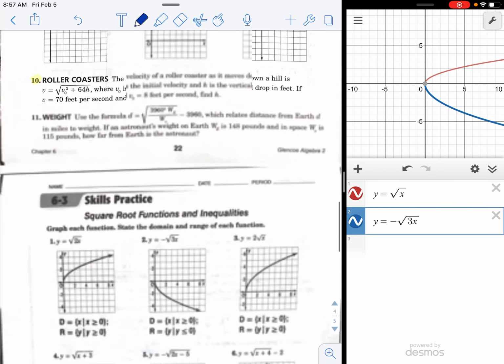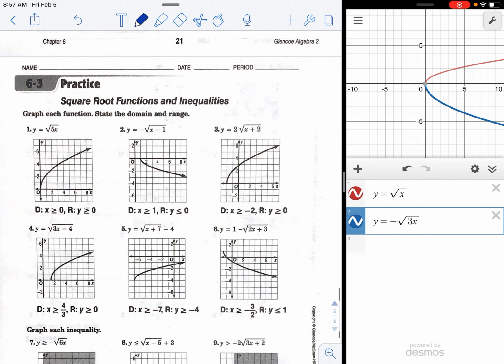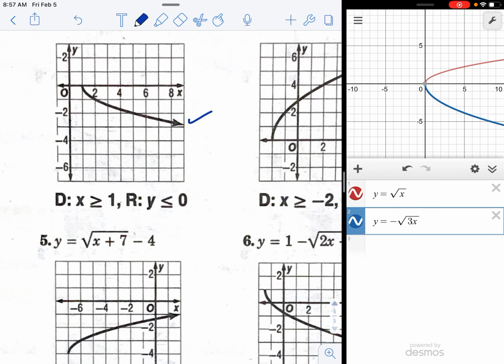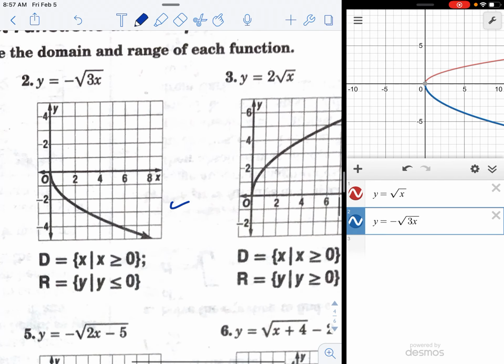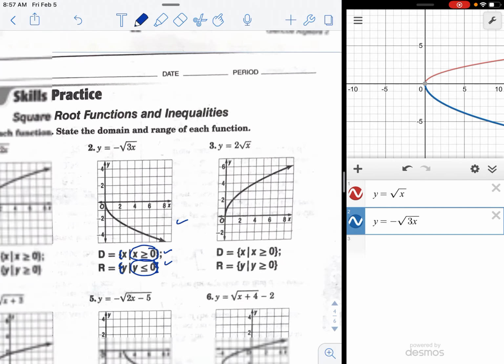All right, let me check number 2 on the answer key, and there we have it. Oh, wait, no, that's the wrong number 2. The wrong answer key, sorry. Right there, there we go. They did the domain and range in this funny bracket situation that's called set notation. As long as you get that part of the answer correct, I'm fine with that.